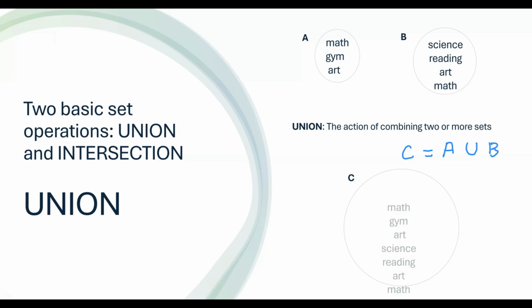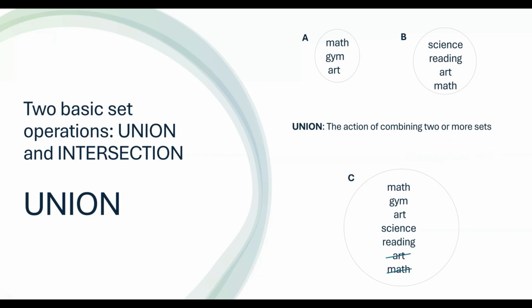So what do we do? First, we collect all the members of A and B and we put them into C. And then we need to cross out what is repeated. So we cross out art because the art appeared twice. And we cross out math because the math appeared twice. So that's it. We end up with a set with 5 items. So now we have math, gym, art, science, and reading. So set C is a union of the 2 sets.